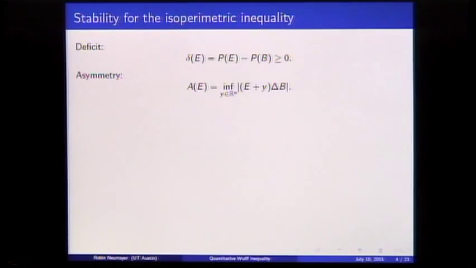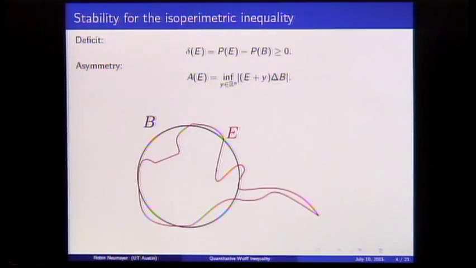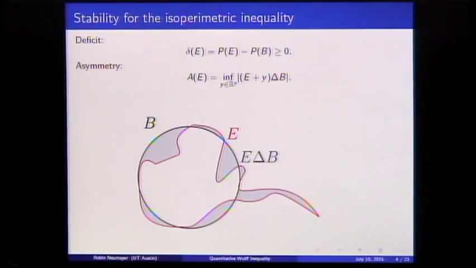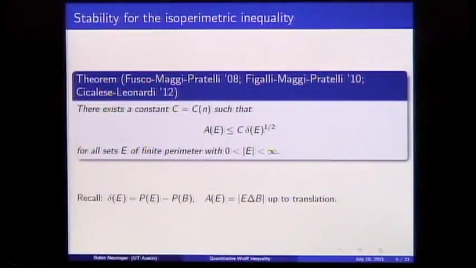And then one notion of looking like the ball that we'll introduce is the asymmetry, denoted by A of E. And let's understand this definition by picture. We take our set E, we translate it to where it makes sense to compare to the ball, and we take the measure of the symmetric difference. So there's a celebrated stability result for the asymmetry that was first proved by Fusco, Maggi, and Pratelli that says the asymmetry is controlled by the square root of the deficit. And this exponent of decay is sharp.